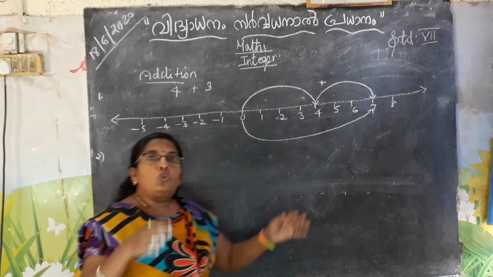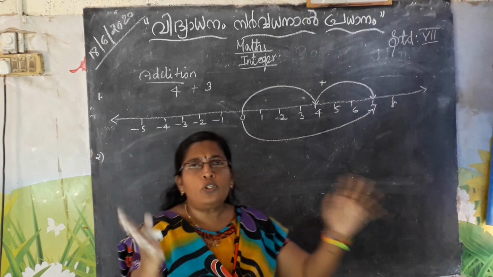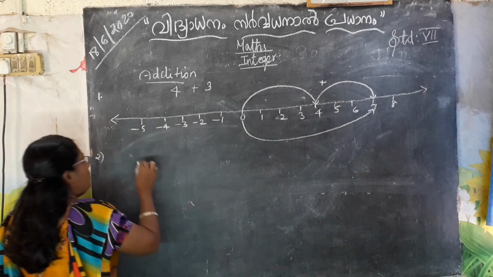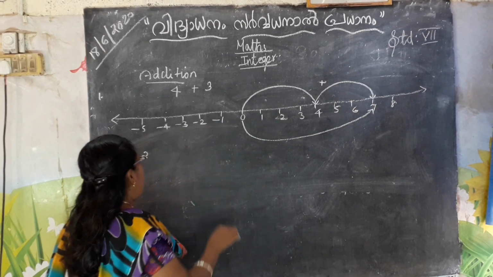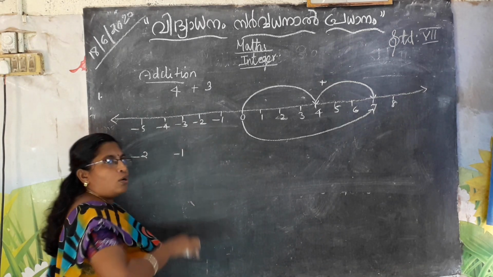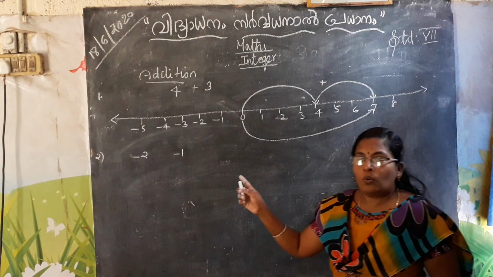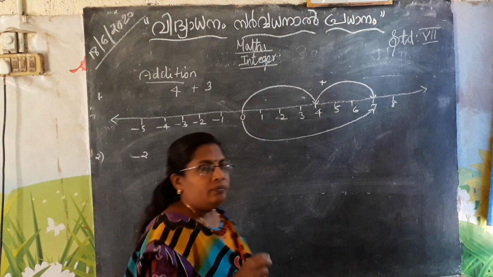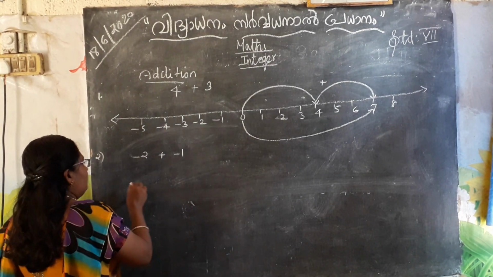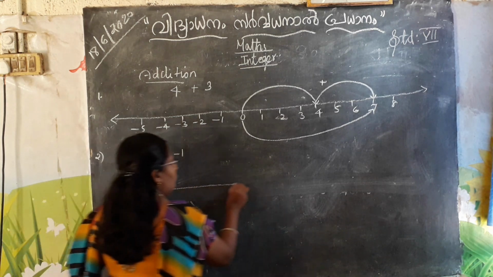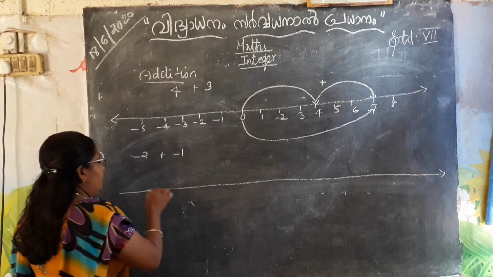The next one is when we add two negative integers. Take any two negative integers. Minus 2 is one negative integer, and minus 1 is also a negative integer. Two negative integers. What are we going to do? Add. Draw a number line.